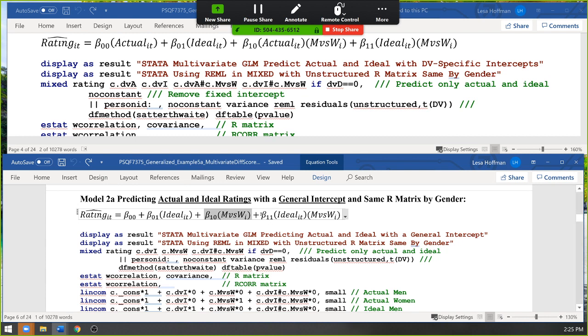So the other way of looking at this interaction term is its job is to ensure that the model has a different gender effect for each outcome. This is how the effect of gender differs if you're talking about ideal versus actual.